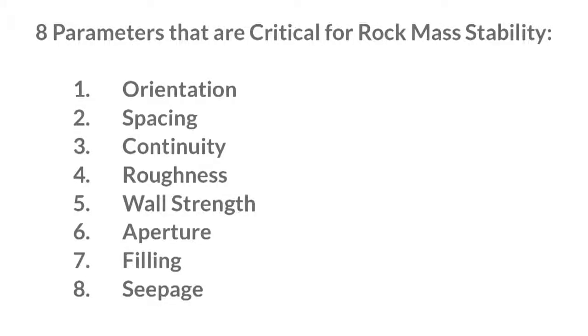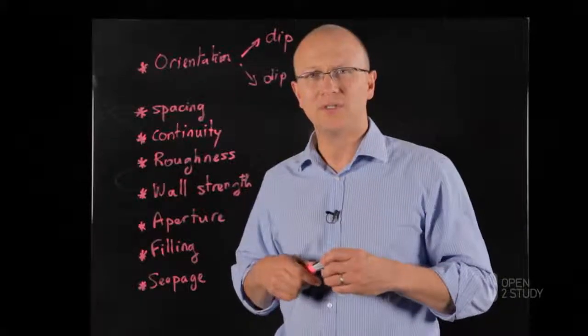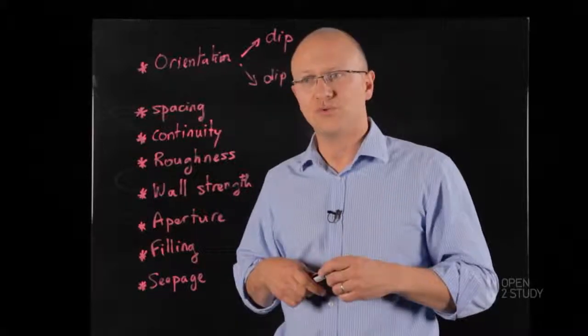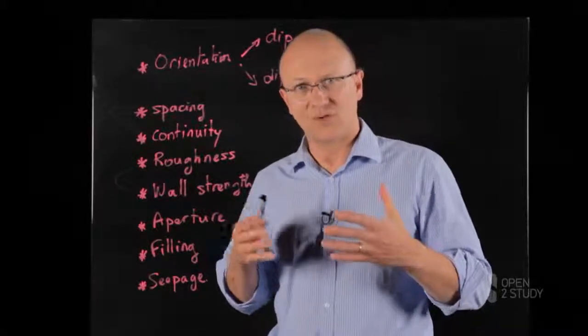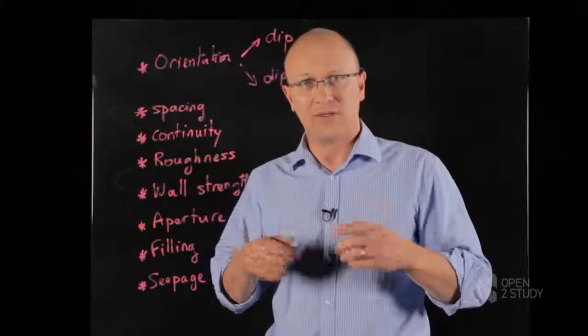These 8 parameters are important because they help to define the potential unstable blocks in a rock mass. They help define the number of sets of discontinuities. They help to classify the rock mass, and they also contribute to the quantification of the rock mass strength and deformability. All these aspects will be covered in later topics.